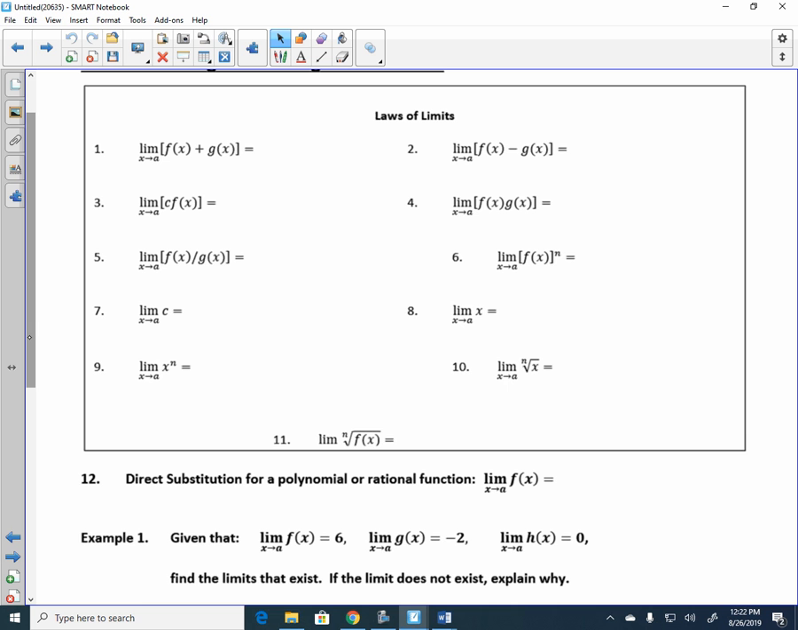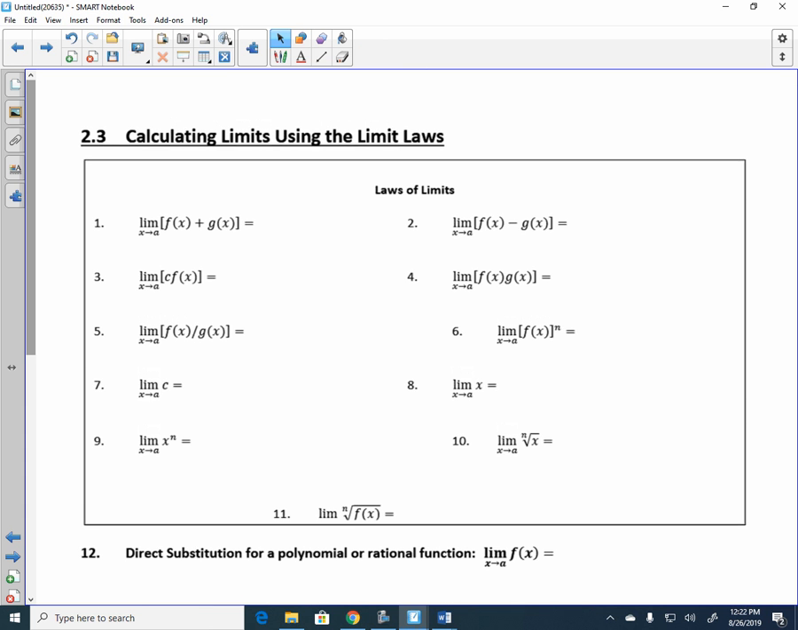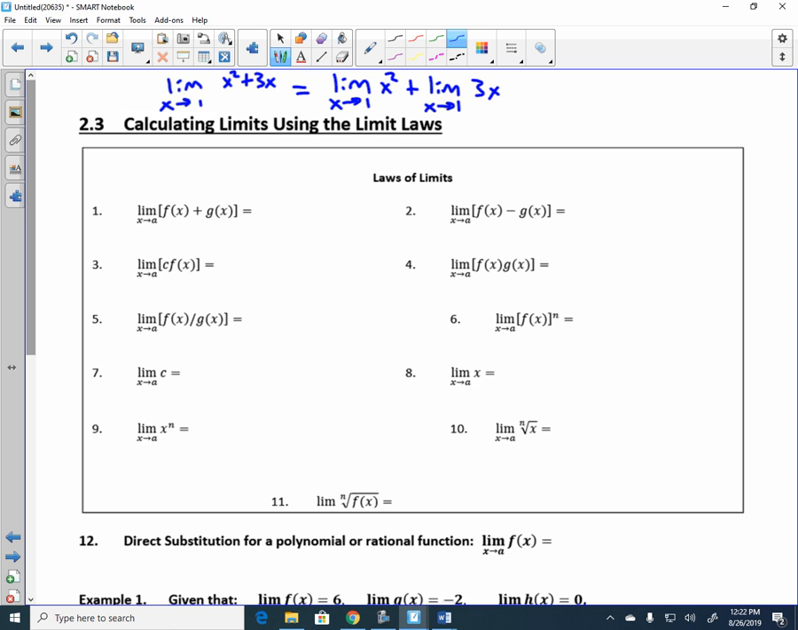Okay, laws of limits. If you have two functions being added together, for example, suppose you have the limit as x is going to 1 of x squared plus 3x. What you could do is say, well, that's going to be the same as the limit as x approaches 1 of x squared plus the limit as x approaches 1 of 3x.